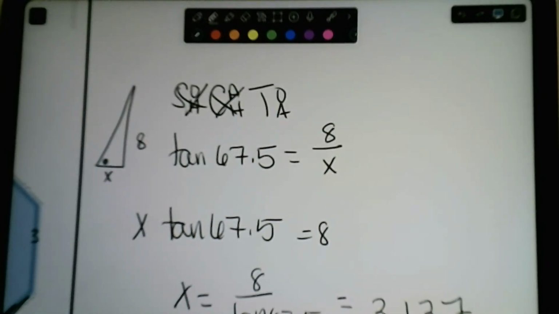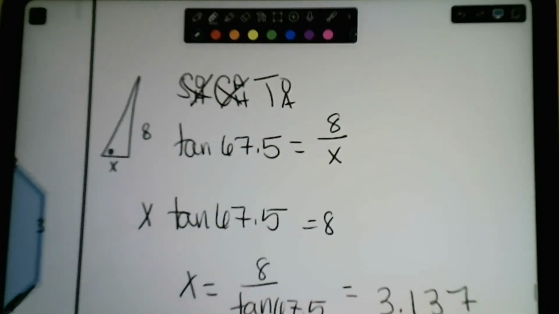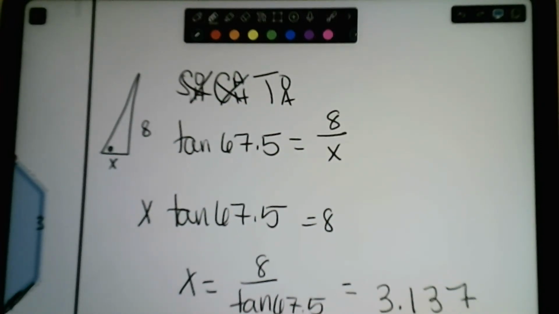Tangent is opposite over adjacent. So I wrote tangent of the angle measure, which in this case was 67.5, equals the measurement of the side opposite that angle, H, divided by the measure of the side adjacent to that angle, X. And then I solved for X.